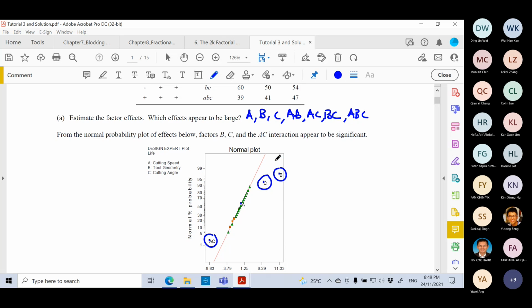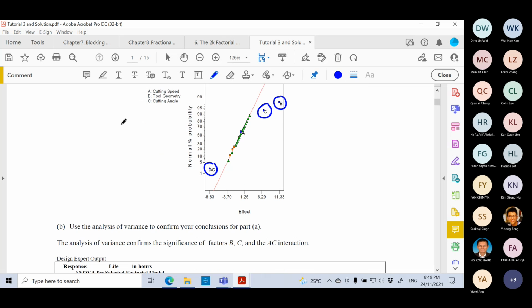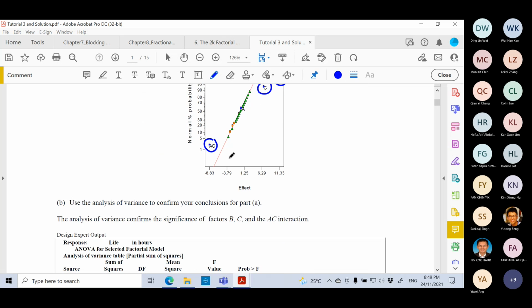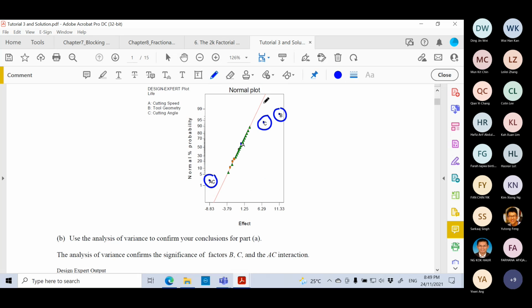Okay, so this will help you on the first part. Then the analysis of variance confirms your answer in part A. You want to run the analysis of variance to confirm that, using these techniques, you will get B, C and AC as important.